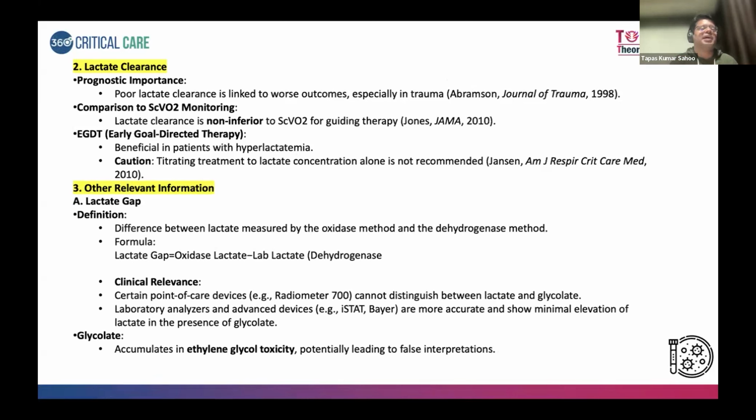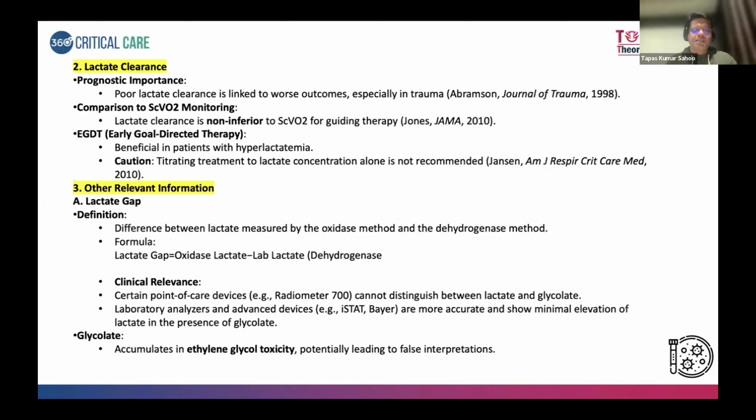What do you mean by lactate gap? This is the difference between lactate that is measured by the oxidase method, which is the normal standard method, and the dehydrogenase method. So lactate gap is actually the difference between oxidase lactate minus lactate dehydrogenase.